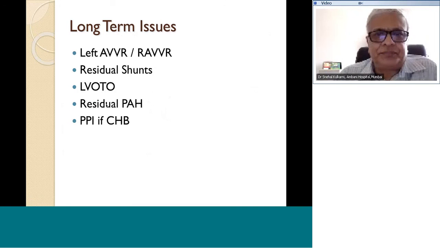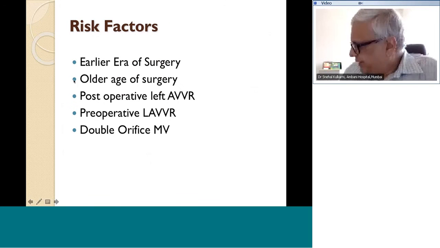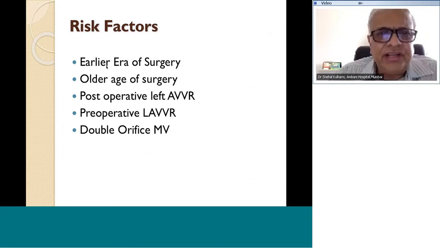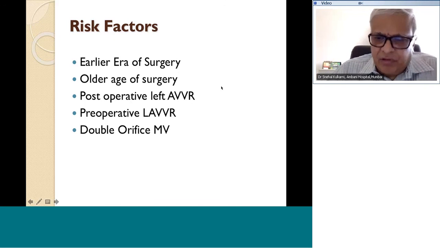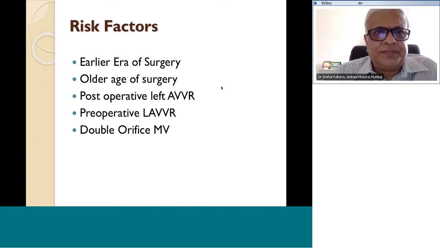Risk factors: early era of surgery, older age of surgery, postoperative left AV valve regurgitation, preoperative left AV valve regurgitation, and double orifice mitral valve. With this being very small, I think we can disregard it, but certainly all these constitute the risk factors and increase the hazard function as the follow-up in these children increases.